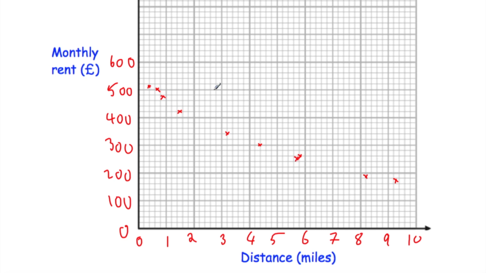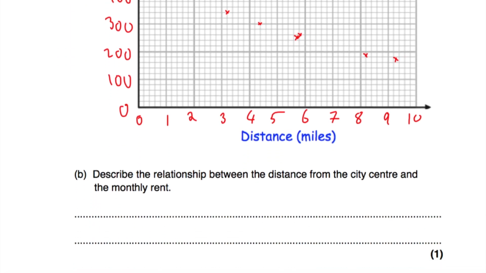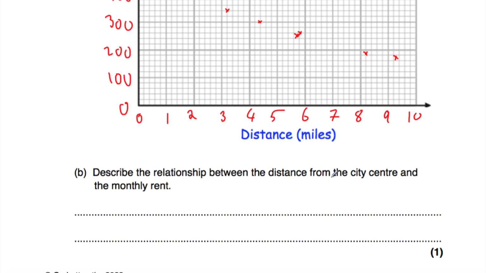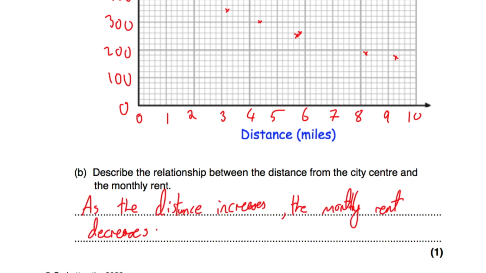Okay, so I've plotted the points on the scatter graph, and as you can see, there's 1, 2, 3, 4, 5, 6, 7, 8, 9, 10. And then we're told to describe the relationship between the distance from the city centre and the monthly rent. So as the distance increases, the monthly rent decreases. So it's got a negative correlation. So let's explain that. And that's it. Okay, let's have a look at our next page.